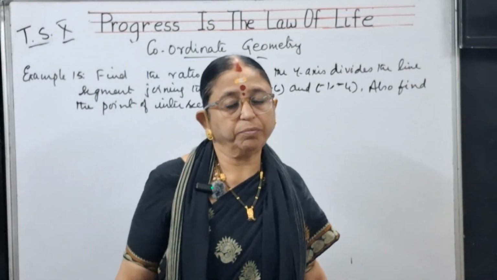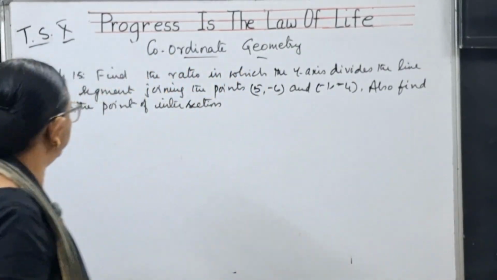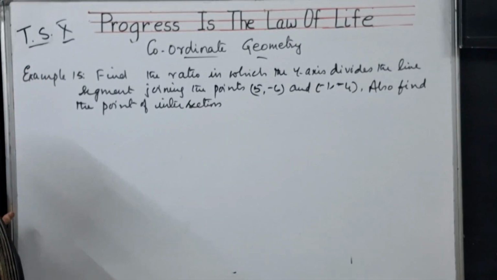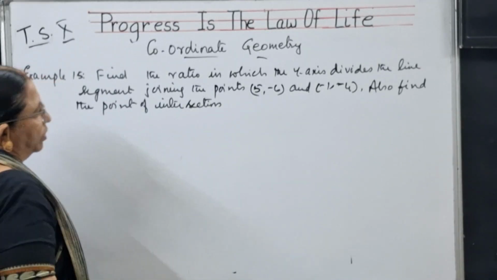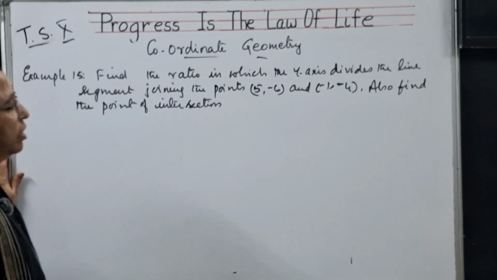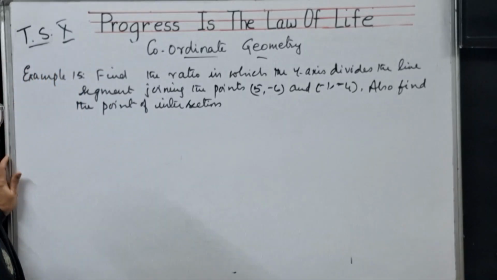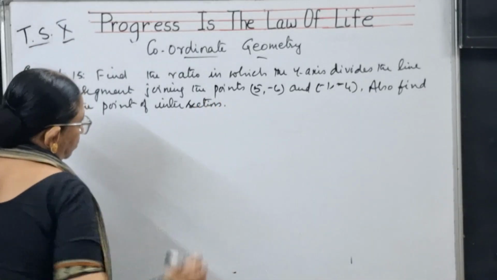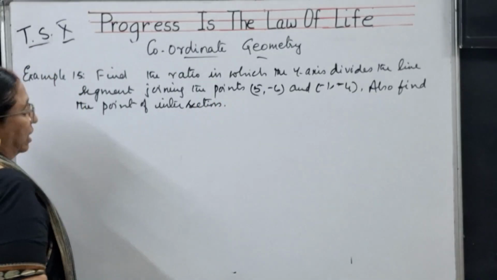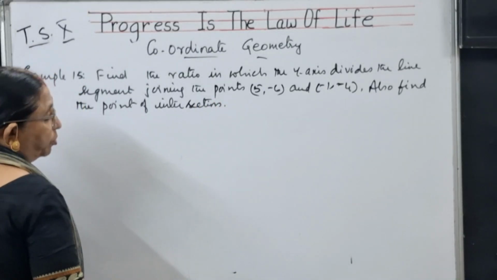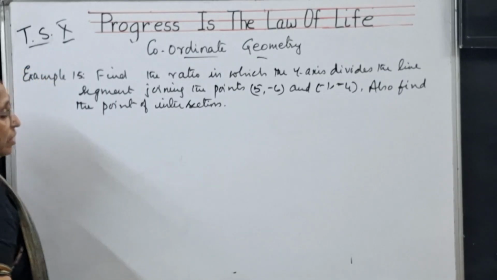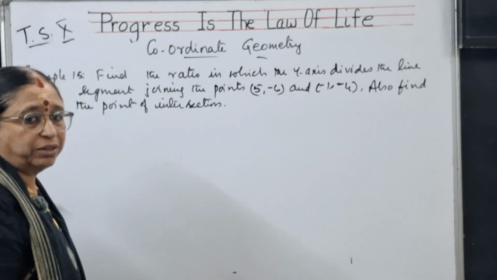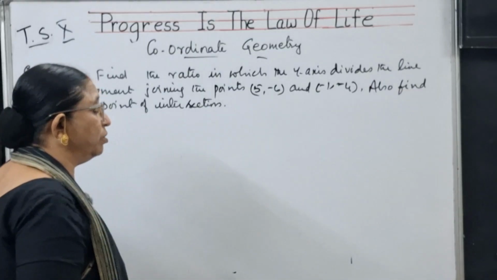Now the next example 15, children. Example 15 is, find the ratio in which the y-axis divides the line segment joining the points 5, minus 6 and minus 1, minus 4. Also find the point of intersection. Means what are the coordinates of this point? Children, earlier they have given the coordinates of the points, but in this case they have not given the coordinates of the points. But we can find out.